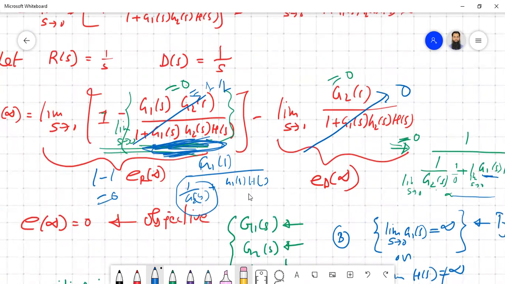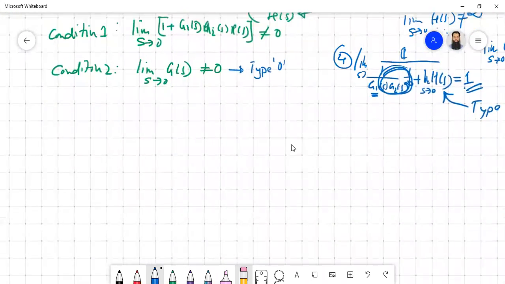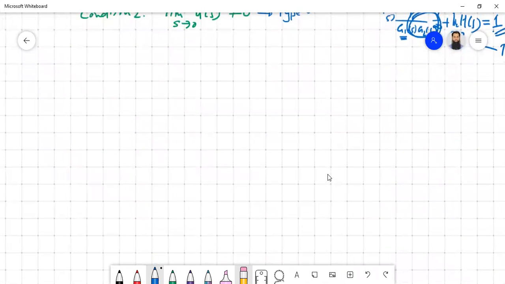And eventually G1 is type one, G2 is type zero, and GH1 is type zero, and the magnitude has to be one. So with all these conditions, we can obtain zero steady state error for a non-unity feedback system with our disturbance. Okay.